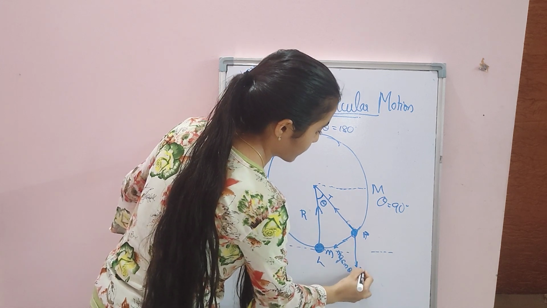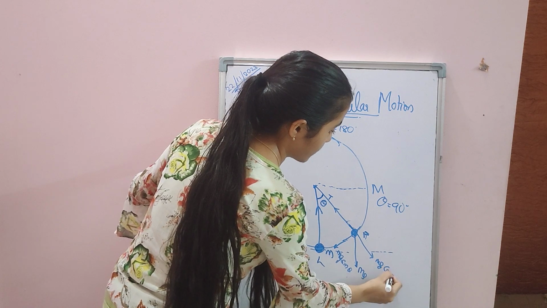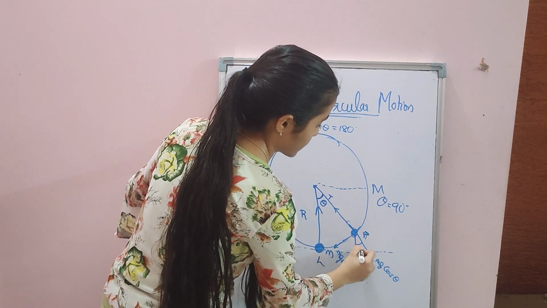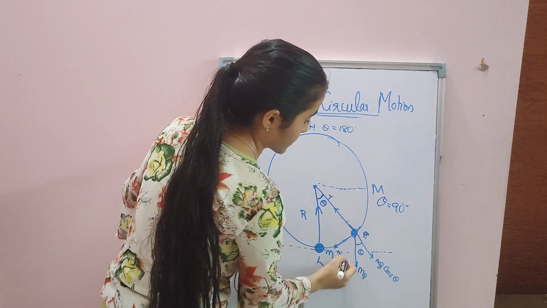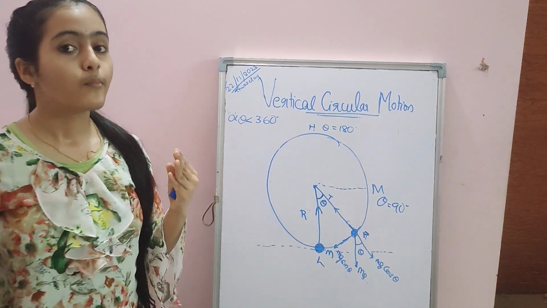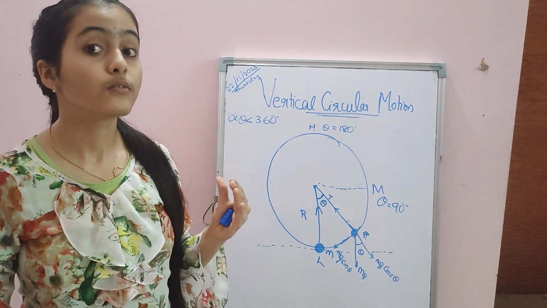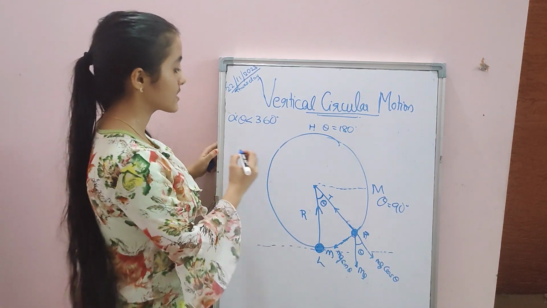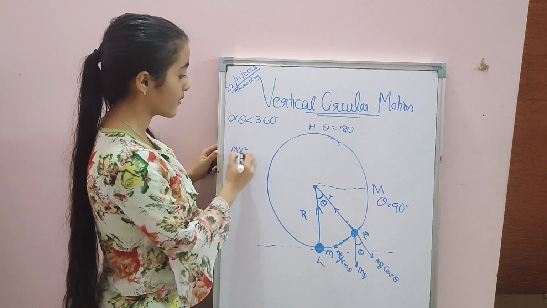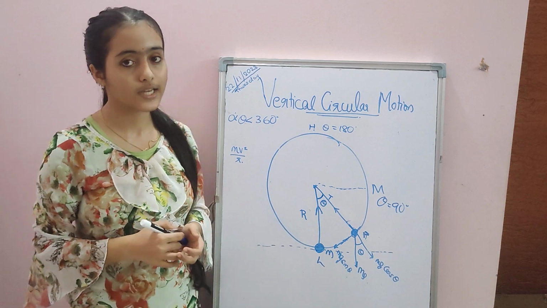Body's weight is acting vertically downwards. This is mg cos theta. This is theta. And this is mg sin theta. When a body is moving in a circular motion, it is always having a centripetal force. And the centripetal force has the magnitude mv square by r, and it is acting towards the center of the circle.